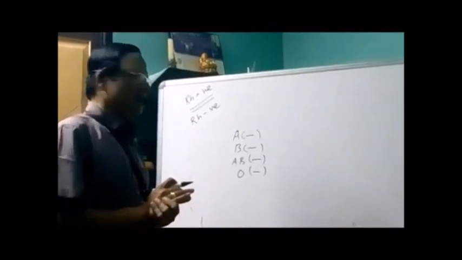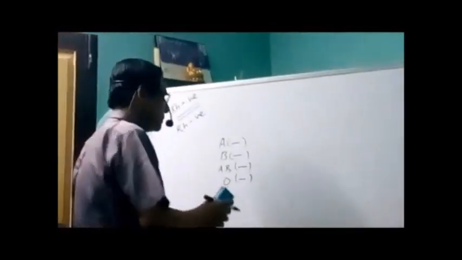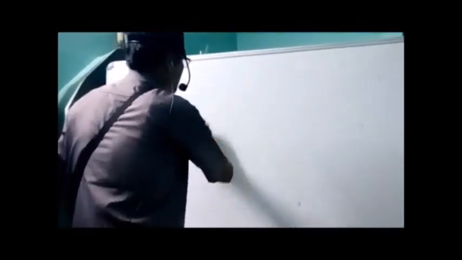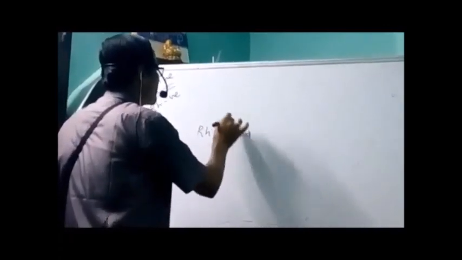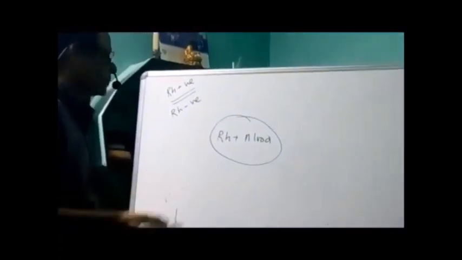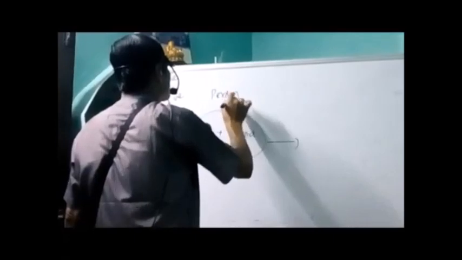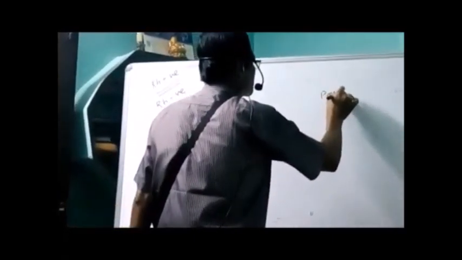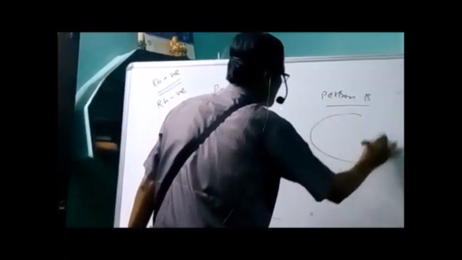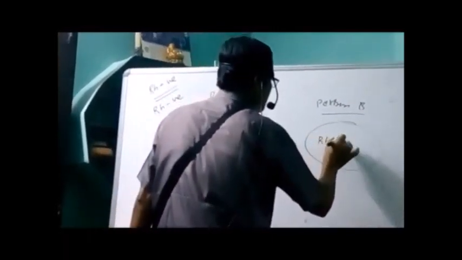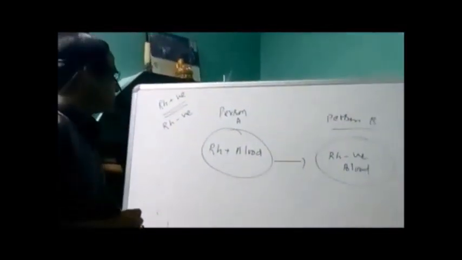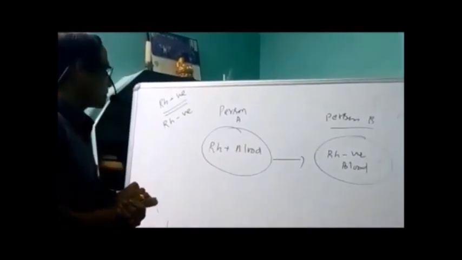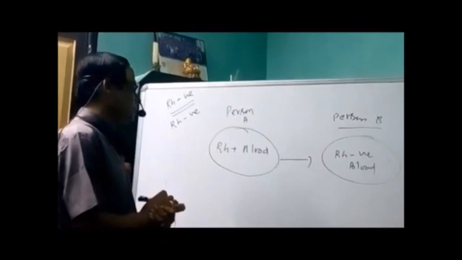Now let's go further. In blood transfusion, what will happen if RH positive blood, which may be either A or B or AB or O, is transfused? So this is person A, and it is being transfused to person B, who has RH negative blood, irrespective of A or B, AB or O blood groups. The blood is transfused from RH positive to RH negative. What would happen? Is there any effect?